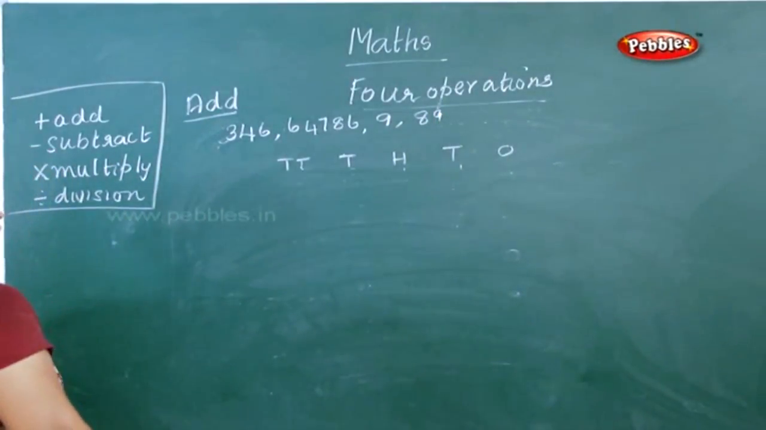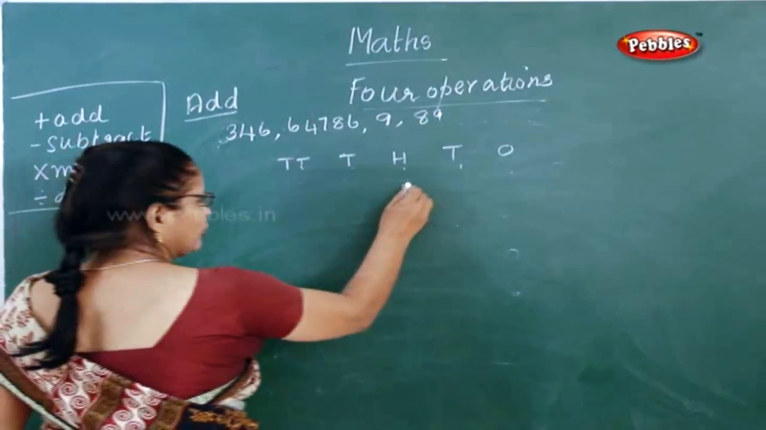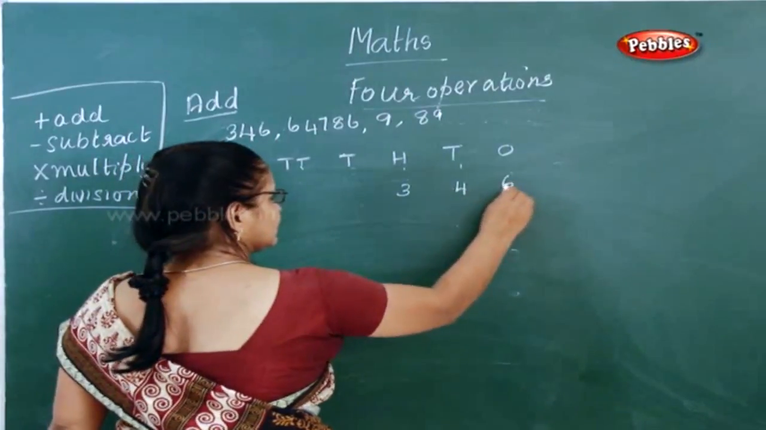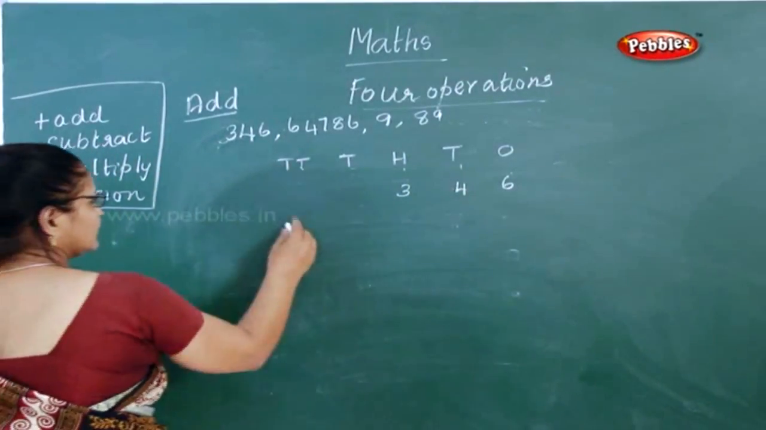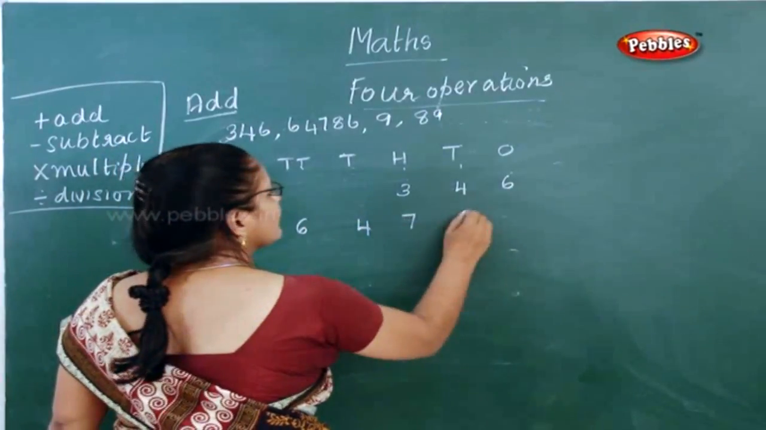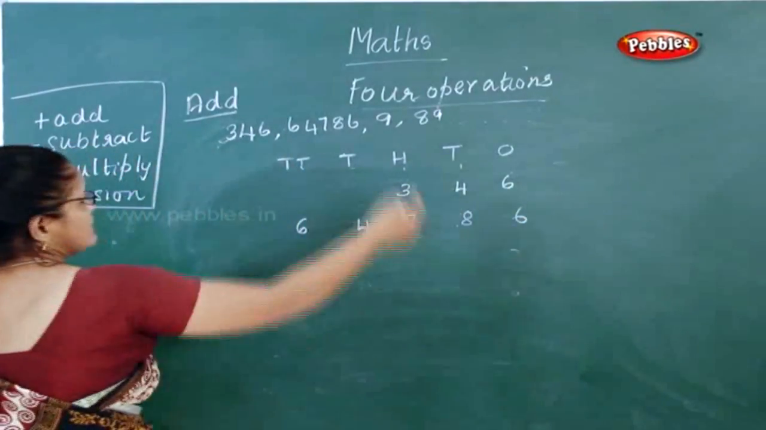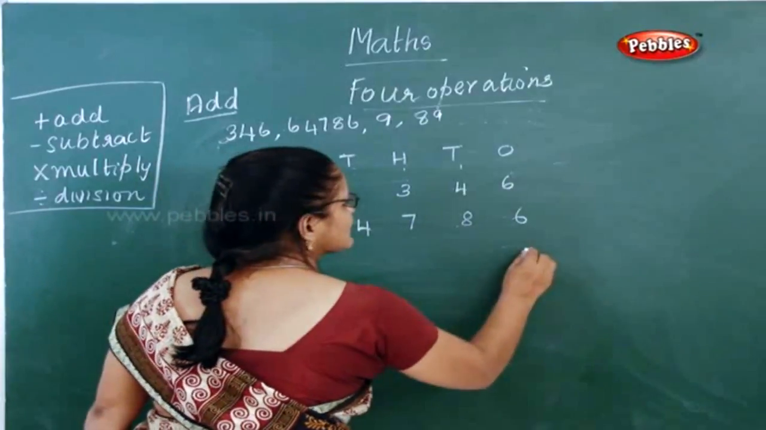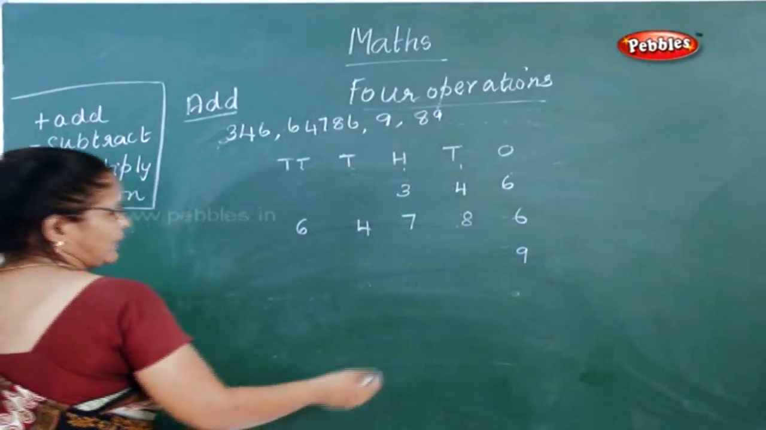Now, how will you do it? You start from 346, then the next number is 64,786. Now what is the next number? Only 9. It is only in the ones place. Then the next one is 89.